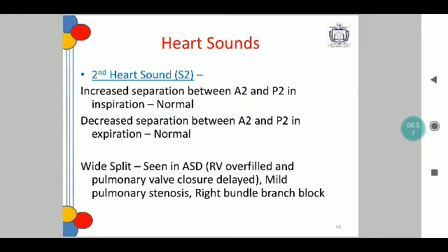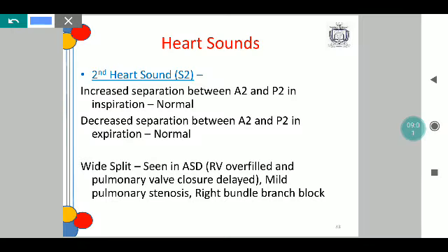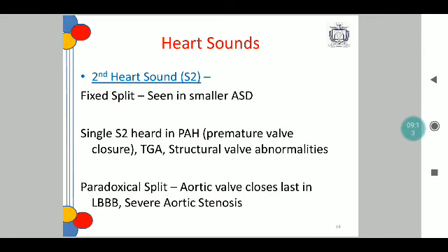But a wide split is seen in atrial septal defects as a result of overfilling of the right ventricle and delayed closure of the pulmonary valve. Mild pulmonary stenosis and right bundle branch block also do cause a wide split. We'll understand the concept of split when I show it diagrammatically in later slides.